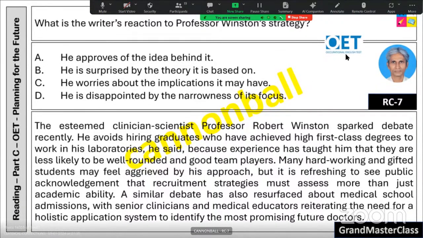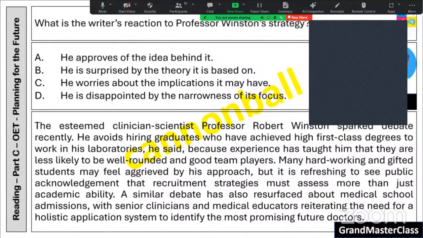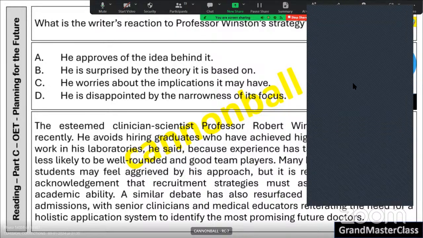Now let us see question RC 7. I'm counting down from 1 to 7. 7, 6, 5, 4, 3, 2, 1. Submit.